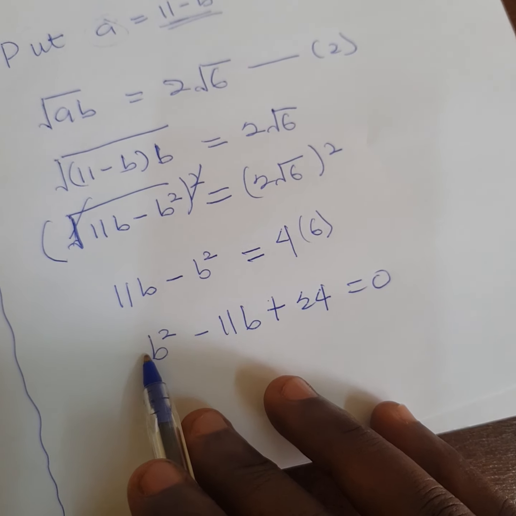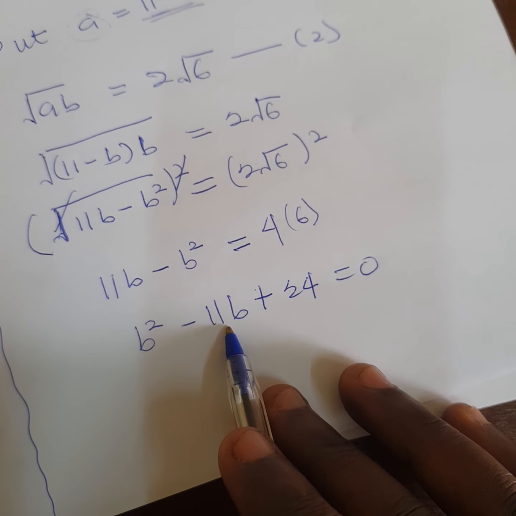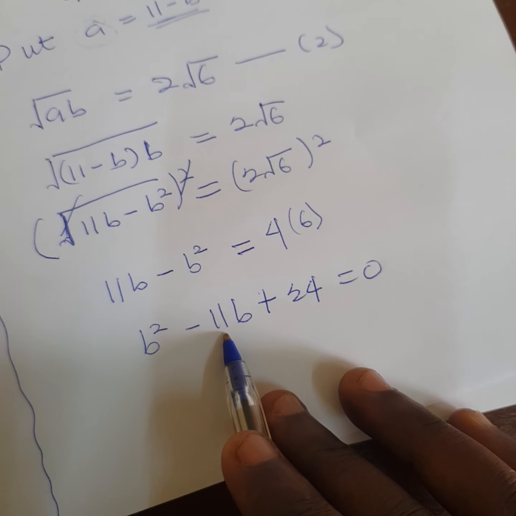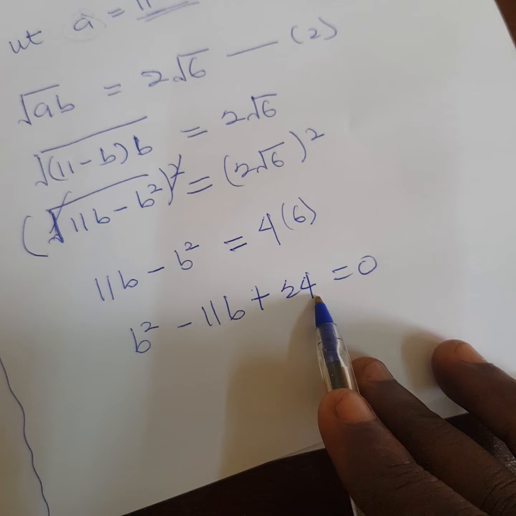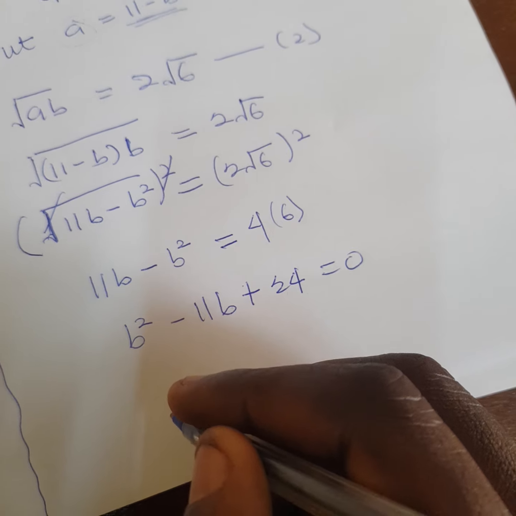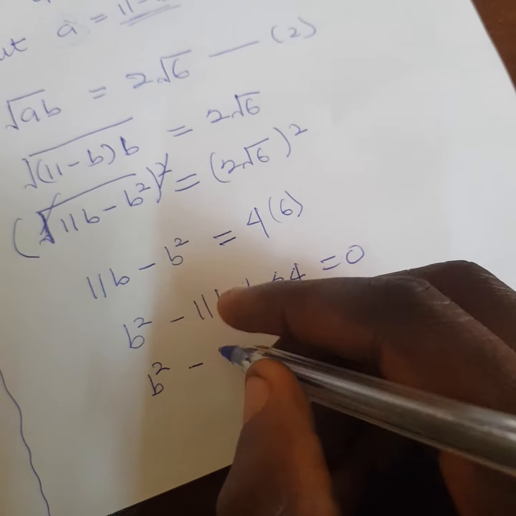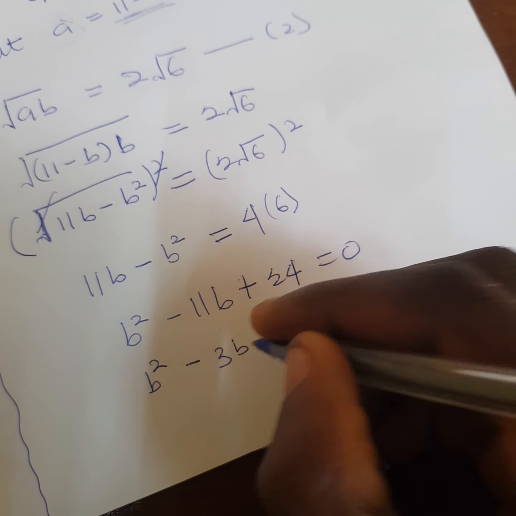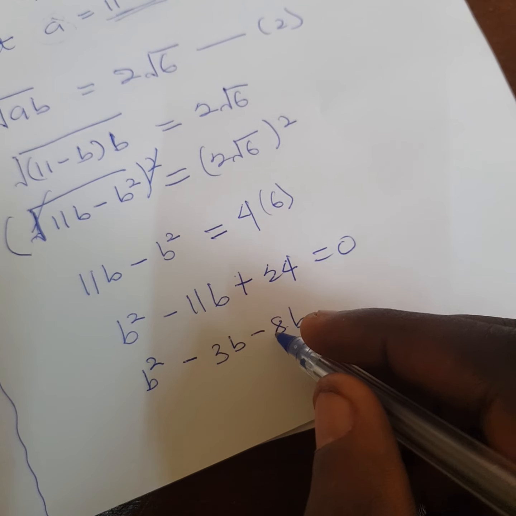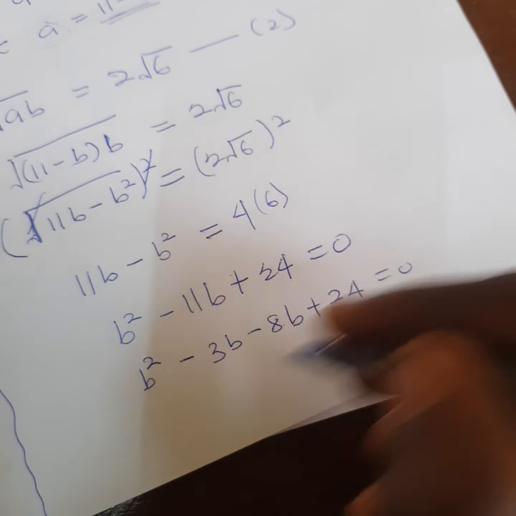If you pick the coefficient of 4 and multiply it by this, you get 24. We need factors of 24 that, if you add, you get minus 11, and if you multiply, you get 24. And that is minus 3 and minus 8. So this will be b square minus 3b minus 8b plus 24 is equal to 0.